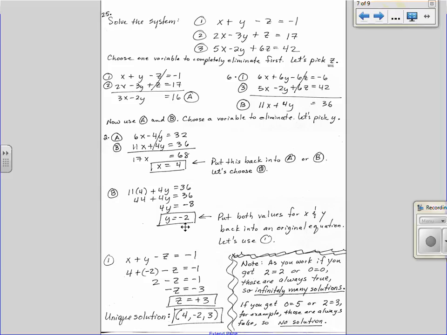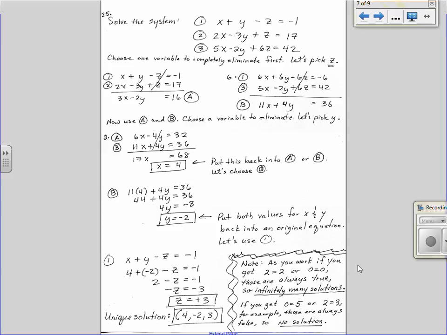Once I knew my x and my y, I could go back to one of the earlier equations. So I went back to number 1 and found that z was 3. So that gives us a unique, just one solution: 4, -2, and 3. So these are x, y, and z.